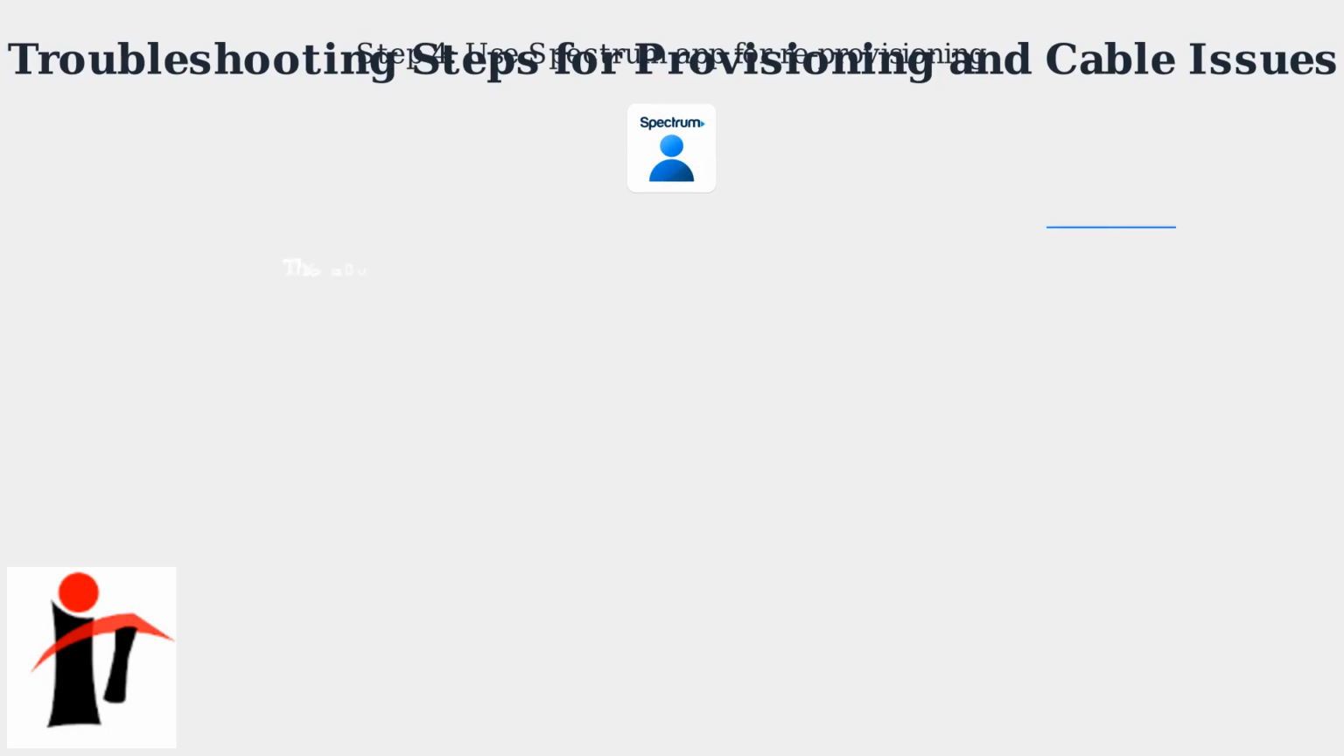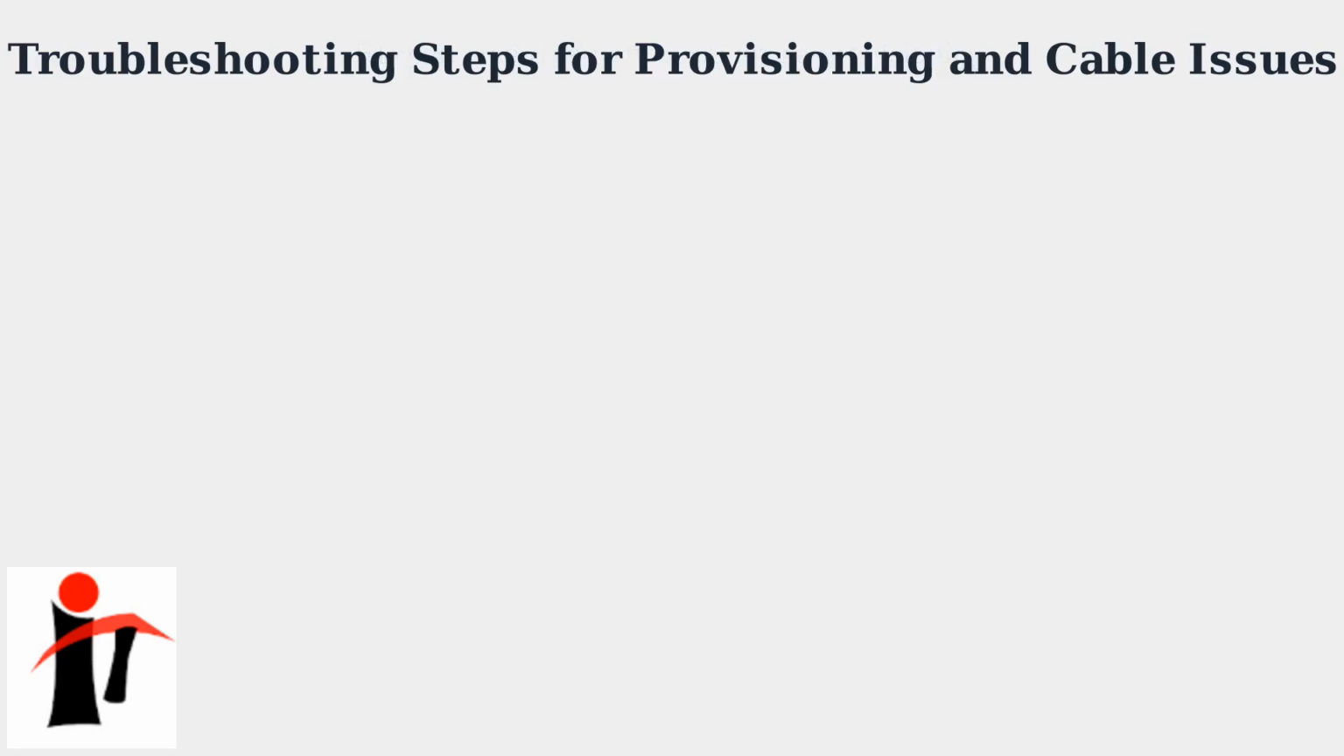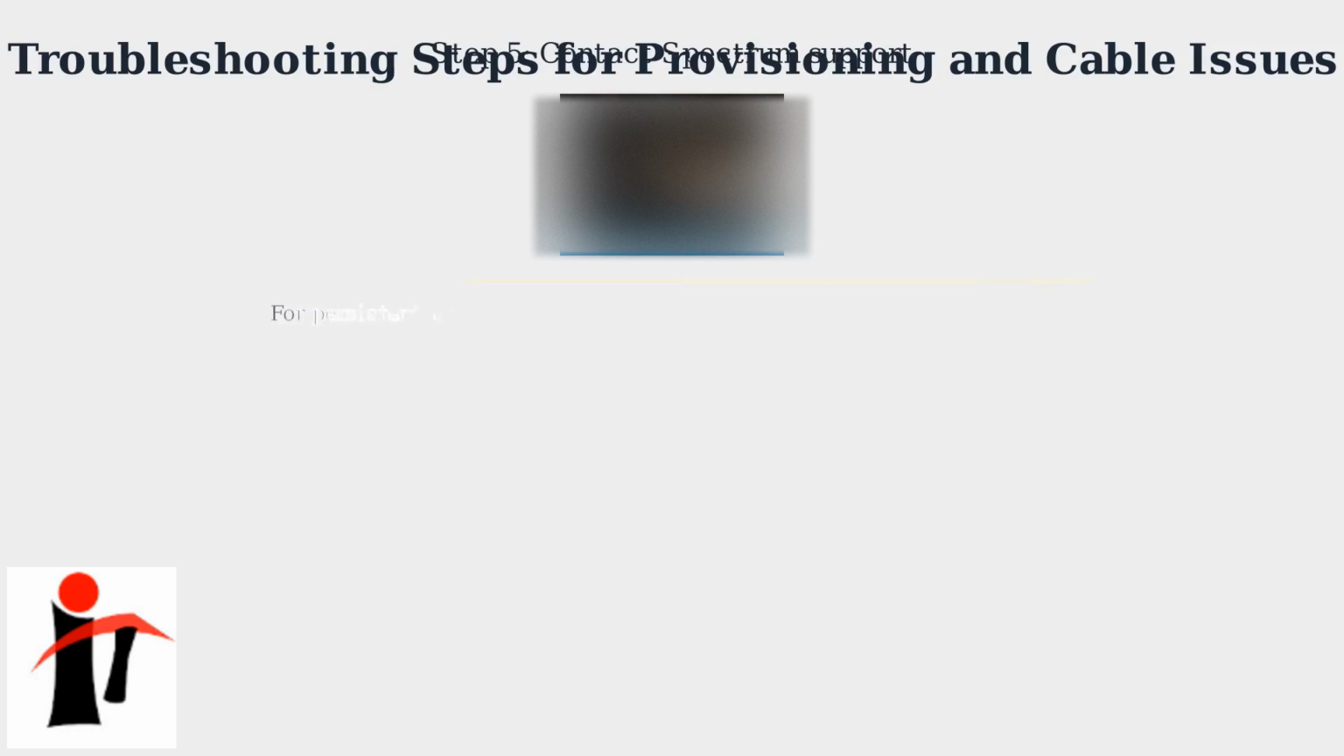If issues persist, use the Spectrum app to attempt reprovisioning. The app can diagnose and resolve many common issues automatically. For persistent problems, contact Spectrum support for further assistance.